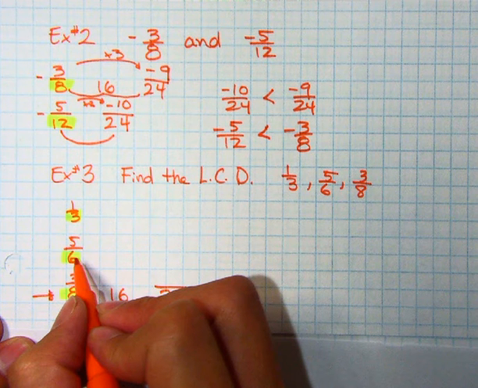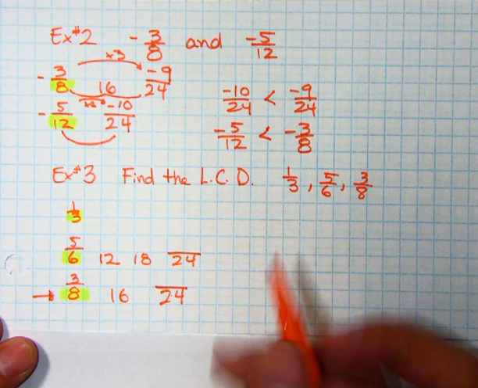So I know 6 can go into 24, so 6, 12, 18, and then 24. Perfect. 3 goes 3, 6, 9, 12, 15, 18, 21, and 24. All right, so this first one, 1, 2, 3, took me 3 steps. So I'm going to multiply by 3 up top. I get 9/24. The second one took me 1, 2, 3, 4 steps to get there. So I'm going to multiply by 4, and I get 20/24. My last one, it goes 1, 2, 3, 4, 5, 6, 7, 8 to get to 24, so I need to multiply the top also by 8.